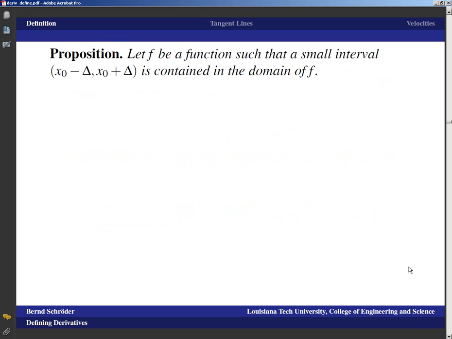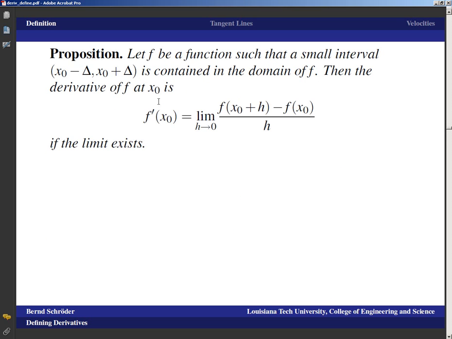Okay, proposition now. If you've got a function and a small interval from x0 minus delta to x0 plus delta is contained in the domain, then the derivative of f at x0, also f'(x0), is the limit as h goes to 0 of (f(x0 + h) - f(x0)) / h, if that limit exists. This is the difference quotient, first of all, that is equivalent to what we had on the previous panel, because we know that from the limits we can also always go with base point plus h and then let h go to 0 to compute the limit.